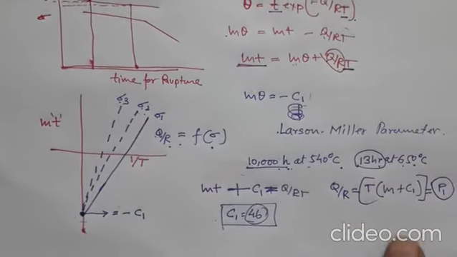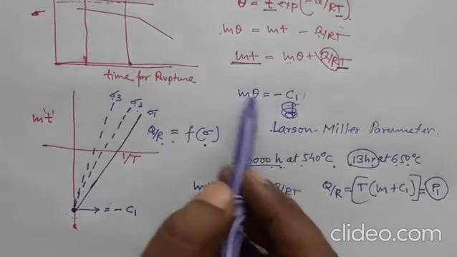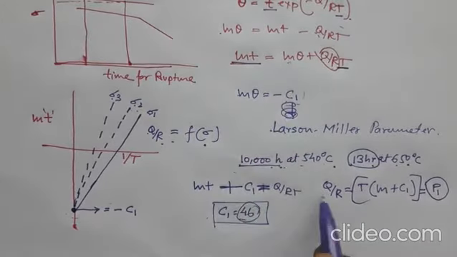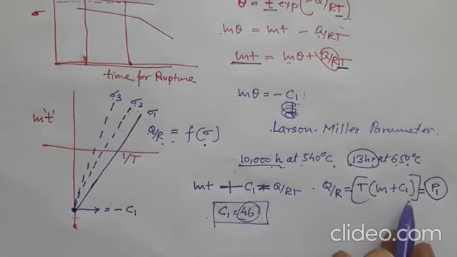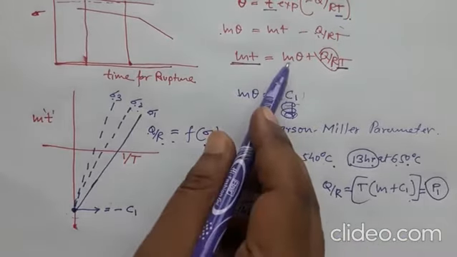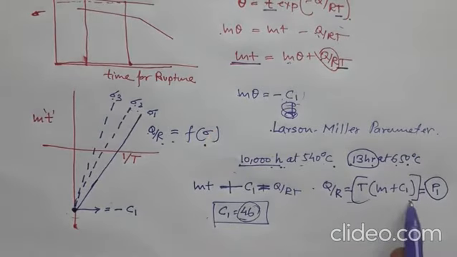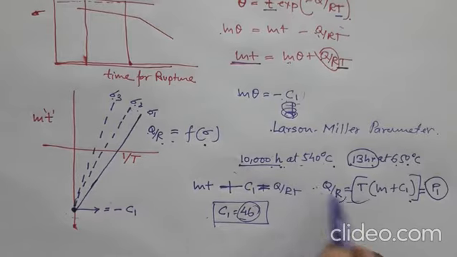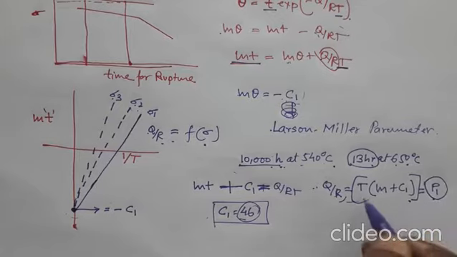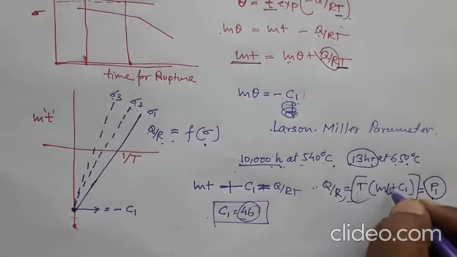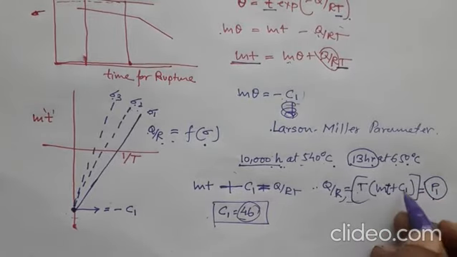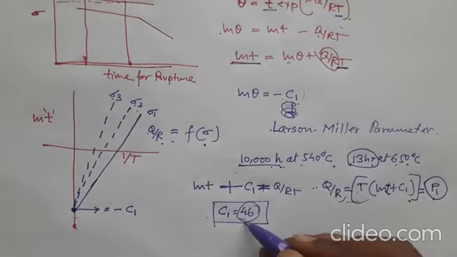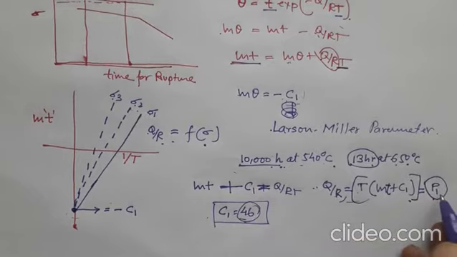Okay? But what you can do is you can plug ln theta equal to minus C1 here, and then you get this equation. Okay? So if you put minus C1 instead of ln theta, then you get this equation. And if you say that the Q by R ratio is constant, and let's say that constant is P1, then obviously T into ln t plus C1 is going to be constant, right? So this is ln of time plus C1. C1 is a constant which is known, which is 46. Okay? And if you know this, then you can know the temperature, and we will see.